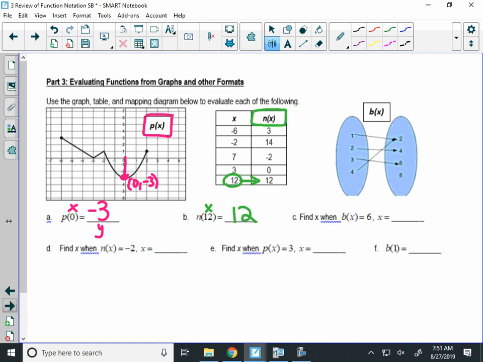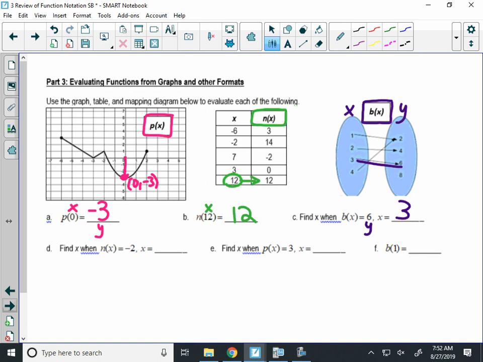All right, find x when b of x equals 6. Now, b of x is the mapping diagram right here. The inputs are on the left, the outputs are on the right. You can see how the arrows flow. 6 is not in the parentheses. It's an answer. It's a y value or an output. So I find the output of 6, and I go backwards to find its input of 3.